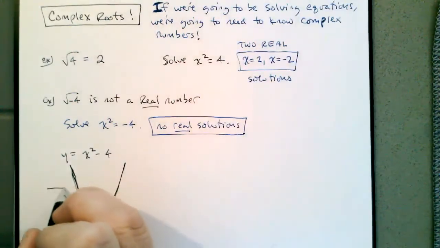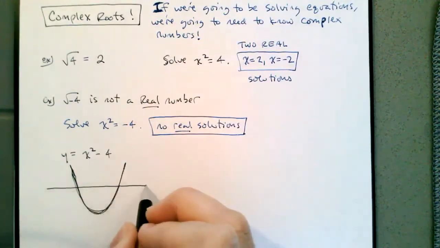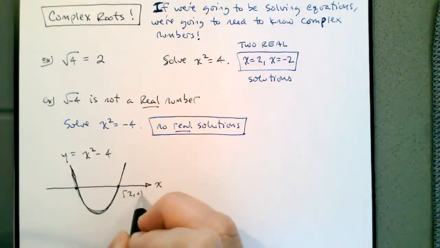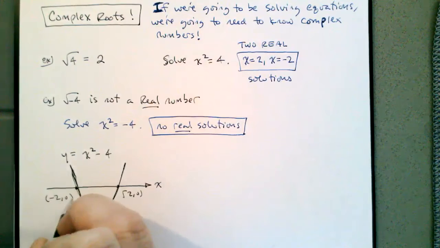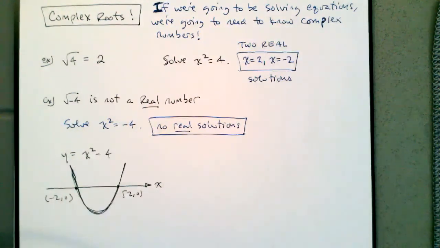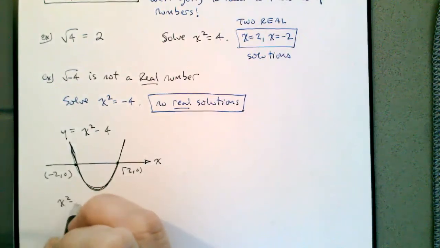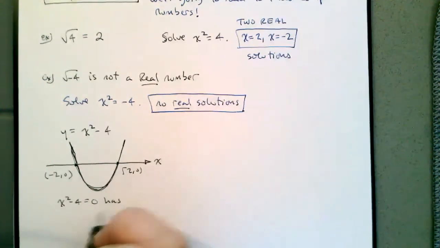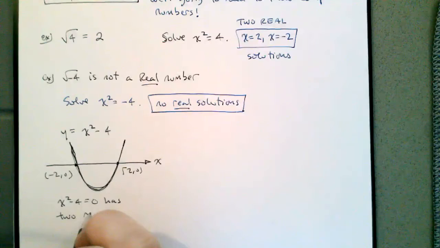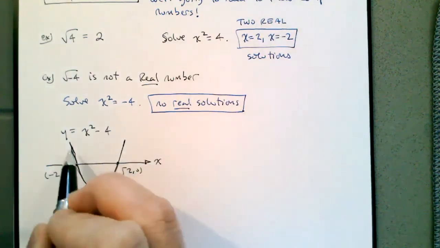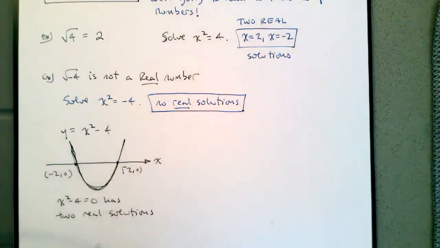So the parabola x squared minus 4 has two x-intercepts, (2, 0) and (negative 2, 0). So x squared minus 4 has two real solutions, and we can see them as the x-intercepts of the graph of the expression.